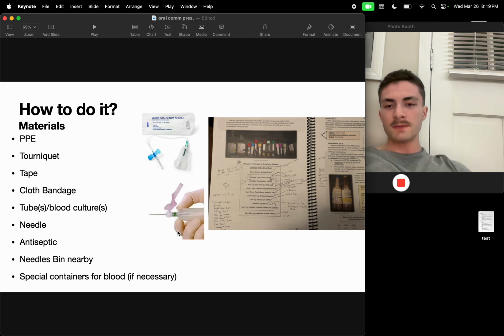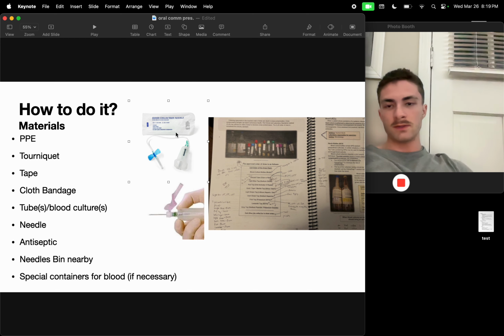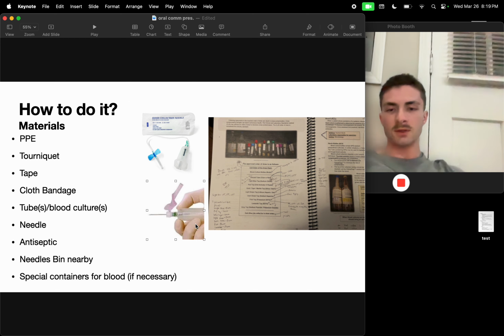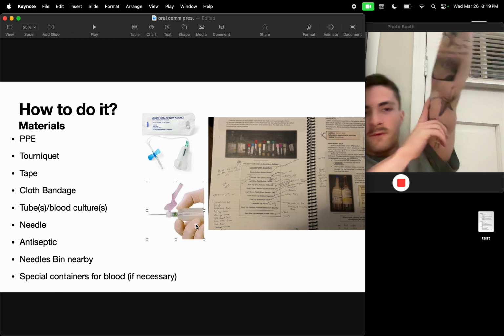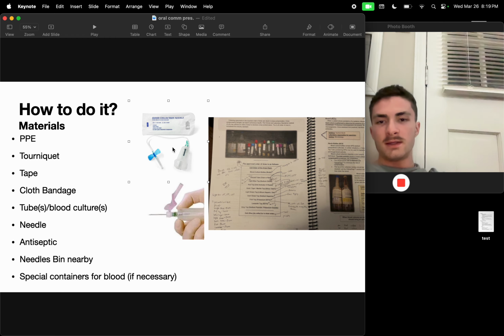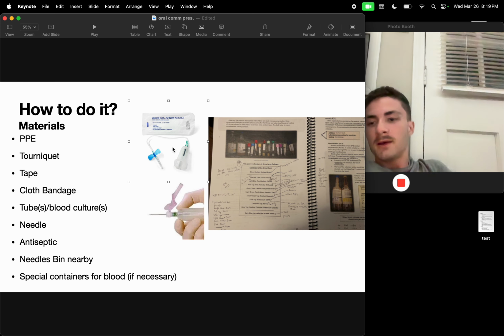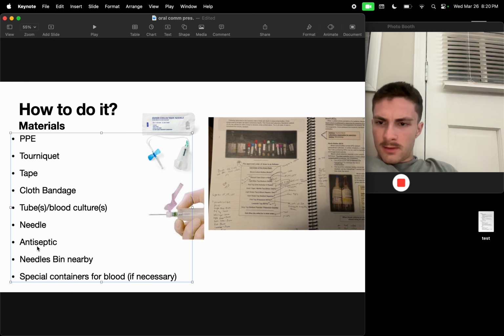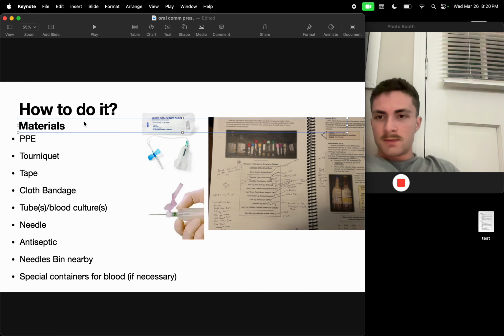So there's really 2 types of needles for venipuncture. There is the straight stick, which is this, and there's the butterfly, which is this. Straight stick is more so for venipuncture of the antecubital fossa, again in this region, and the butterfly needle is more so for the hand or other situations that merit it. Antiseptic, so you also need antiseptic, something to clean the site.